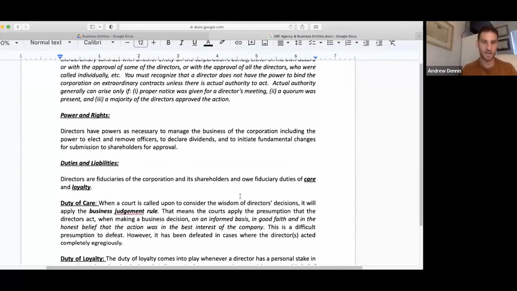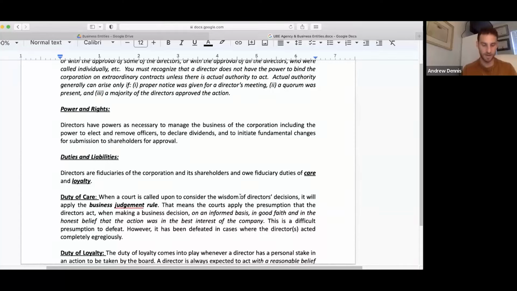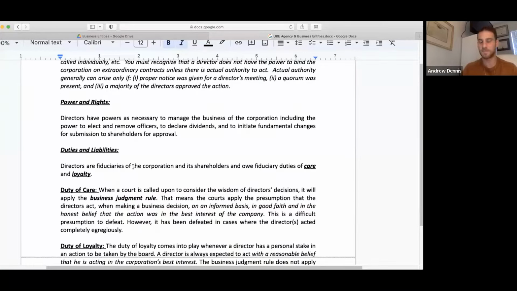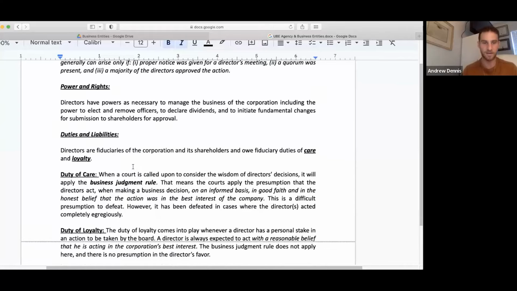Okay, duties and liabilities, same thing. Duty of care and loyalty, right? And we talked about this. The business judgment rule. Basically, as long as they're acting in good faith, we're not going to judge them if it was a dumb decision. We're going to assume that they know more than us, and we're going to give them a presumption of good faith that they acted in the best interest of the business, even if it didn't work out well.